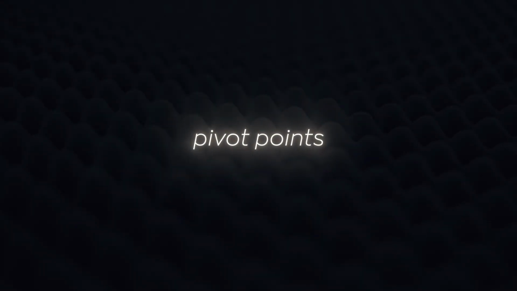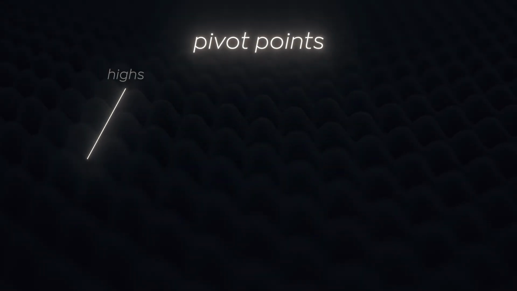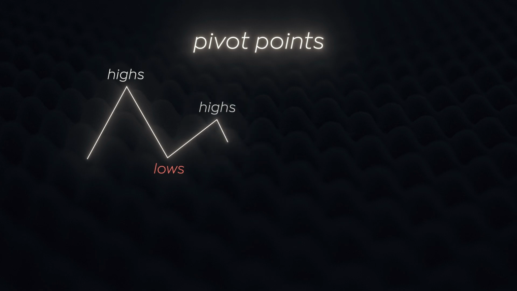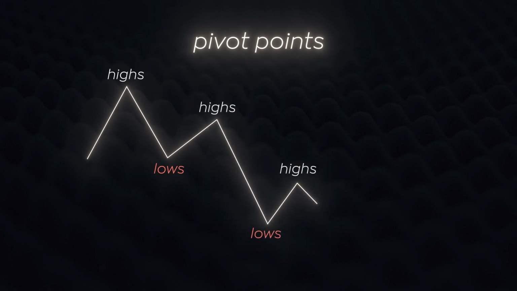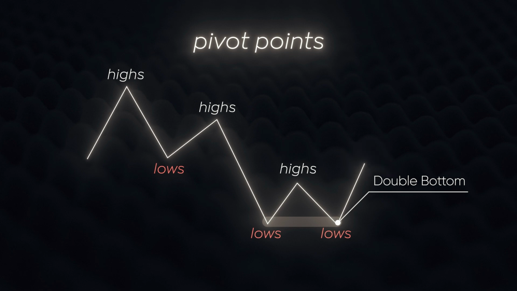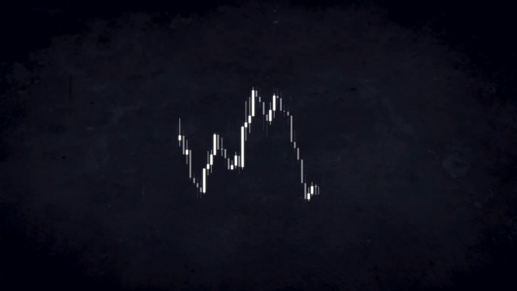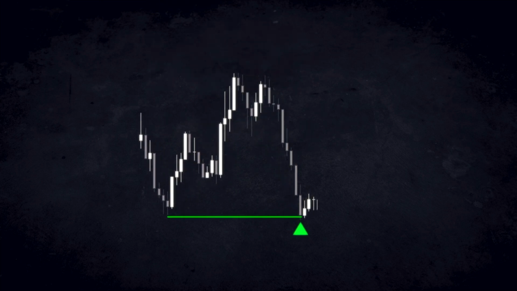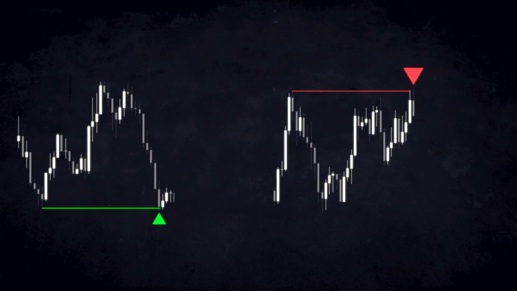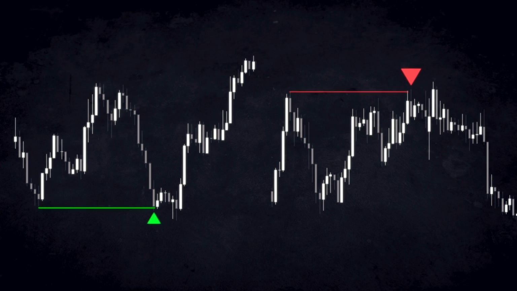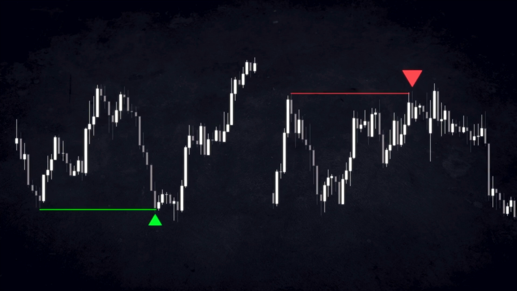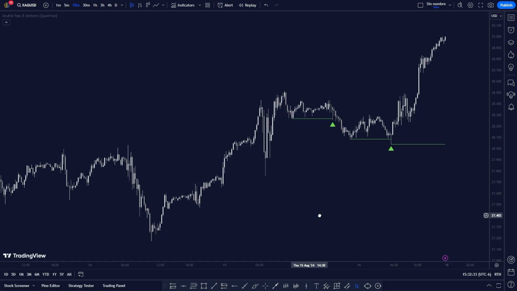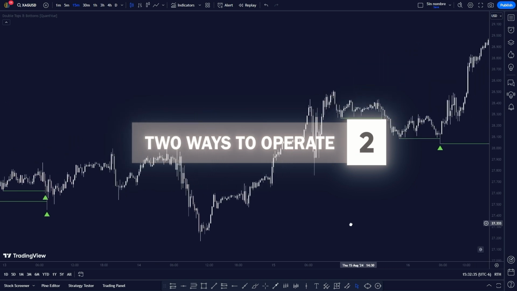The indicator employs the concept of pivot points, strategic points on the chart that mark changes in price direction. These points are used as the basis for identifying the relevant highs and lows that make up double top and double bottom patterns. Once the pattern is identified and confirmed, the support or resistance line of the pattern will be drawn, green for bullish patterns and red for bearish patterns, and an arrow will be displayed in the direction of the expected movement. There are two ways to take trades with these patterns.